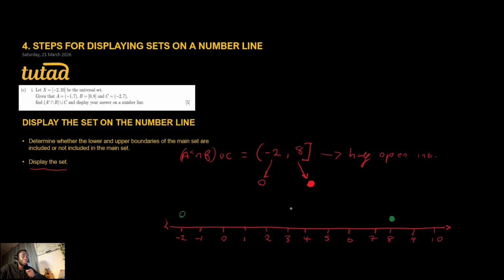And the final step of basically just representing our set on the number line is connecting our two circles here using a solid line. So we're going to start from the open circle and we're going to go all the way up to the fully shaded circle. Just by doing this, we've basically displayed our main set A complement intersection B union C on the number line. This right here is our set A complement intersection B union C.